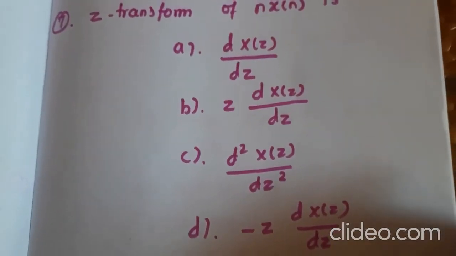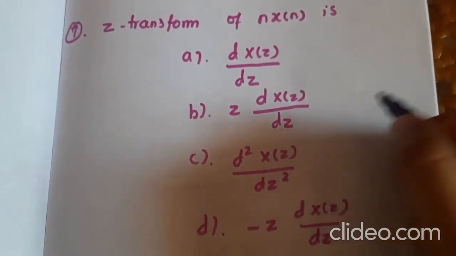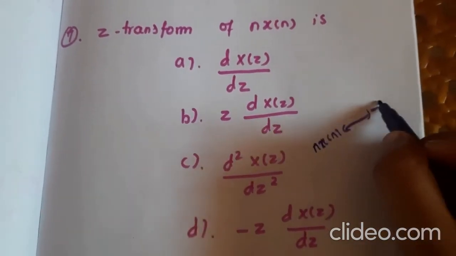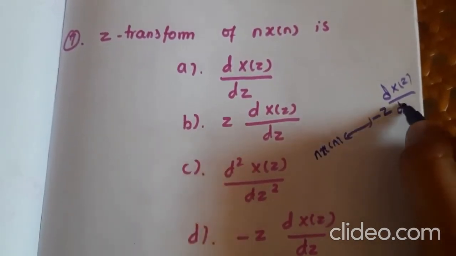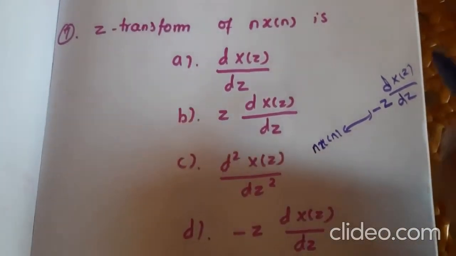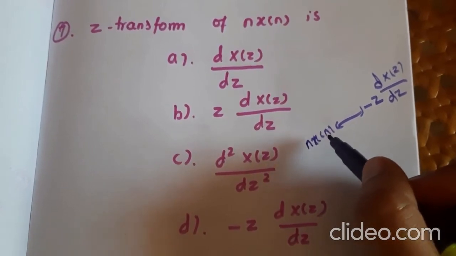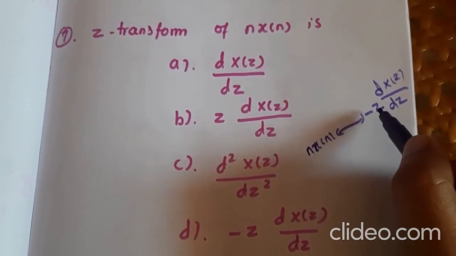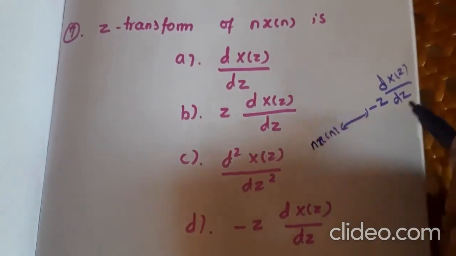Next question, z transform of n into x of n is, and again using the differentiation of z transform property, n into x of n is equal to minus z times the differentiation of the z transform of x of n. So this is the differentiation of z transform property. So multiplication of the signal with n, n into x of n, in the z domain is equal to minus z differentiation of that z transform. So here the answer is D.